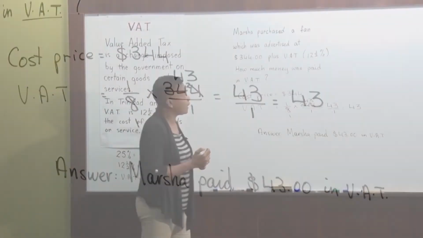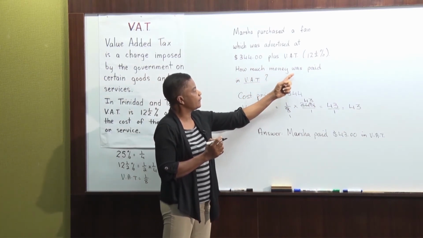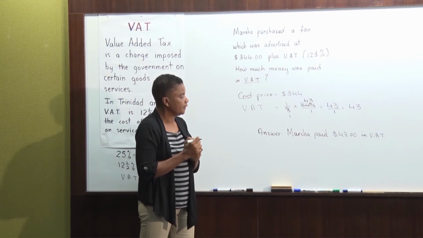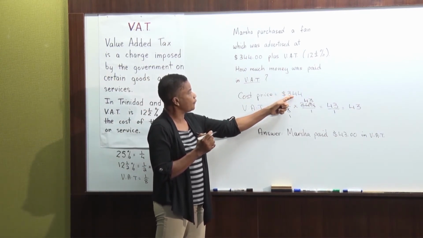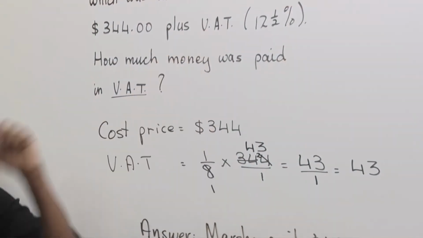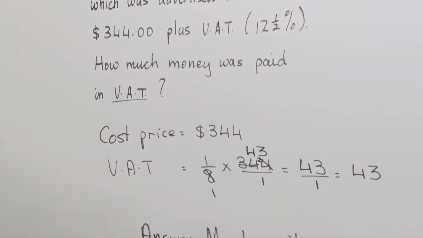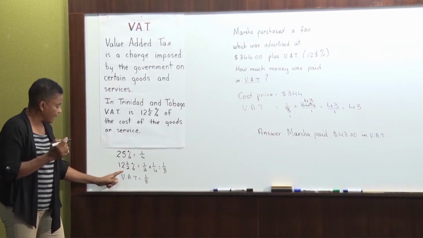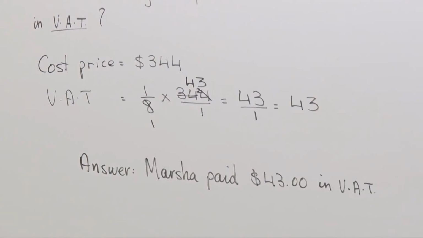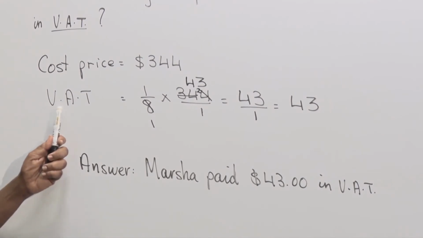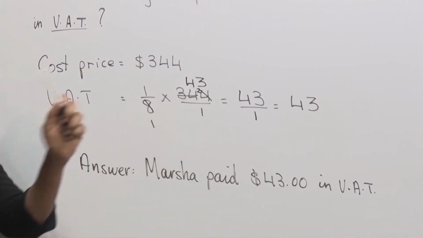The question did not ask the price after VAT. The question simply asks how much money was paid in VAT. Be very careful. Let's go over that again. The cost of the fan was $344 plus VAT. In Trinidad and Tobago, VAT is 12.5%. But we have established that 12.5% is the same as 1/8. So to find the answer, the question simply asks us for the VAT. So we are going to find 1/8 of the $344.